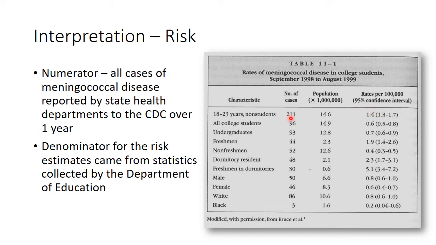So here we can see that 211 divided by 14.6 million, these patients tend to be at an increased risk for having meningococcal disease. Okay, so 1.4, they have 40% increased risk versus the general population as reported by the Department of Education. Looking at all college students, they tend to have a decreased risk here. So if you look at college students as a group, they tend to have a decreased risk.